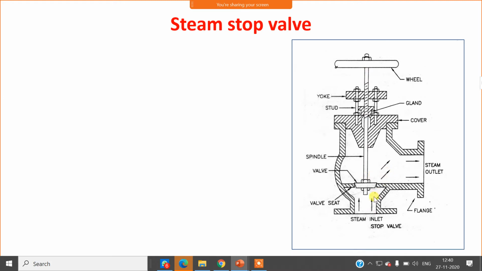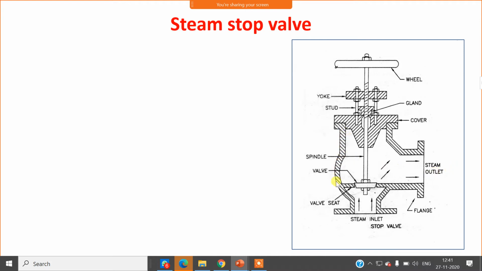Now from this, when the wheel is rotated in the anti-clockwise direction, this valve lifts up and creates the opening for steam to exhaust to the outlet, and then the steam is supplied to the turbine.